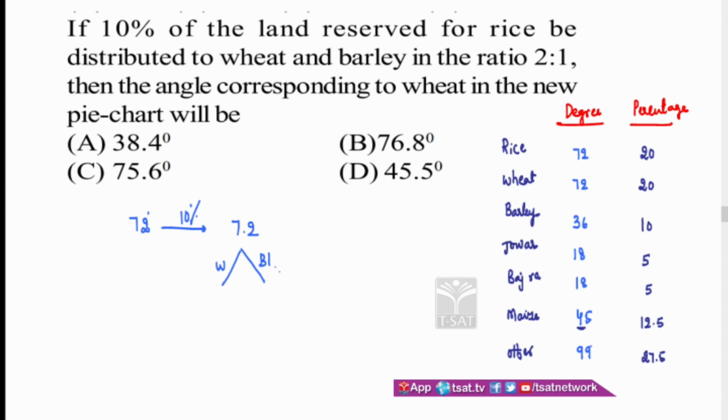In the ratio 2:1, 3 parts is 7.2 means each part is 2.4. Therefore, 2.4 into 2, 4.8, 2.4 into 1, 2.4. I am distributing 7.2 in the ratio 2:1, ratio should be clear. Right. So, now wheat gets how many degrees extra? So, here 4.8 degrees extra, but wheat already has 72 degrees. Therefore, in the new graph, the degrees which represent wheat is going to be 72 plus 4.8, that is 76.8 degrees. So, your answer is 76.8 degrees, option B here.